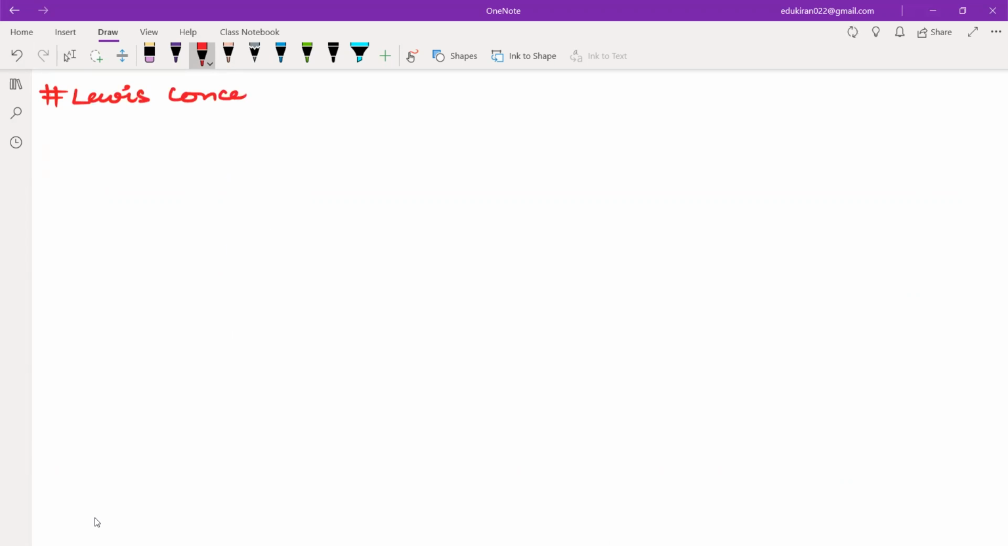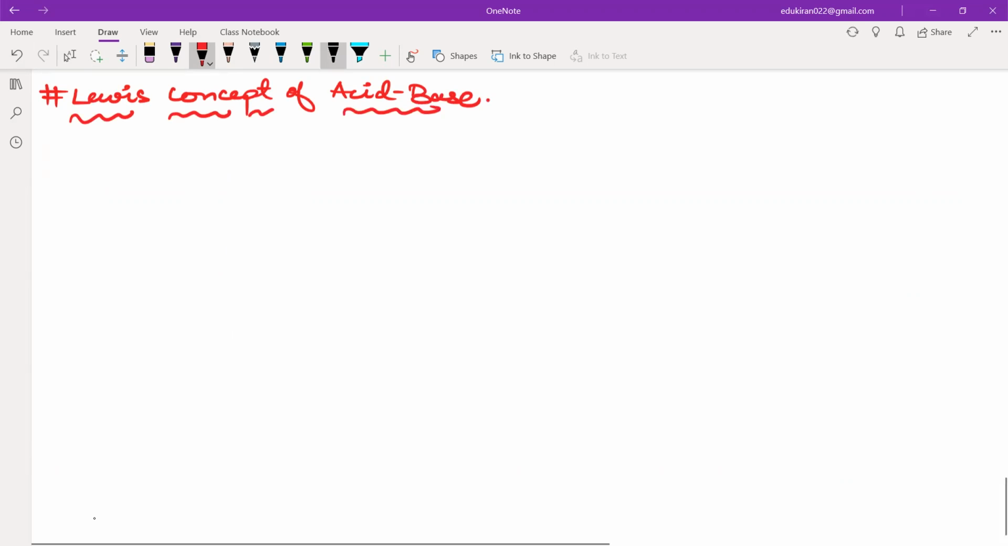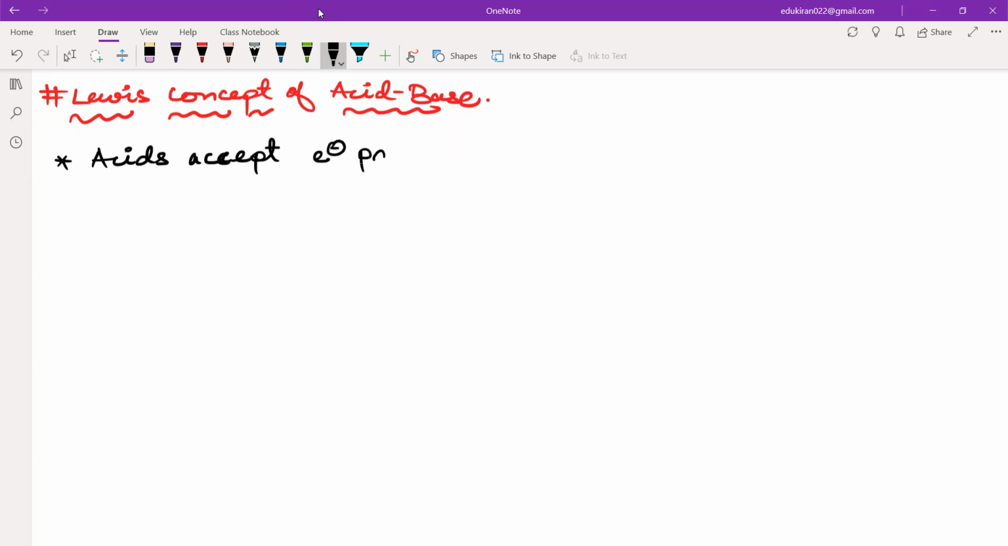Lewis concept of acid and base. Now, Lewis went further and he defined acid base with more simplicity. He said that acids accept electron pair. That means they are electron pair acceptor.